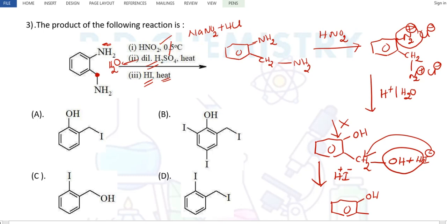Then we'll get CH2. Water goes out, we'll get iodide attached to it. Okay. So OH attached, and CH2I. Where is that option? That is option number 1. Here it is. Right. So we have got OH, then at the ortho position, we have got CH2 and I. Right? Yeah.